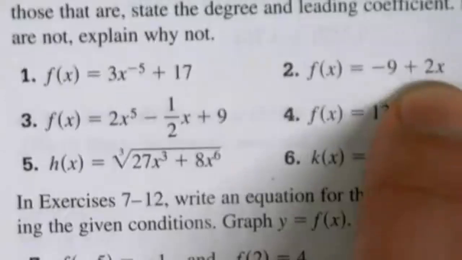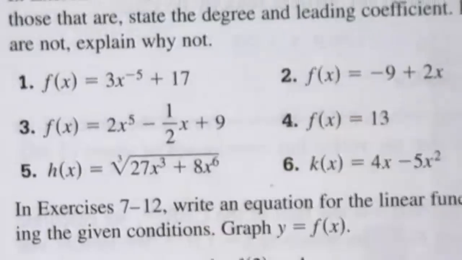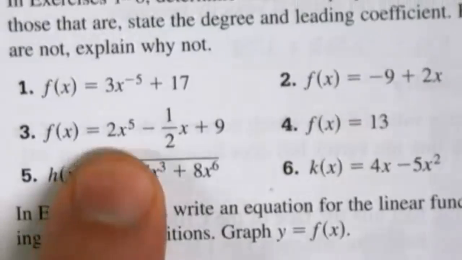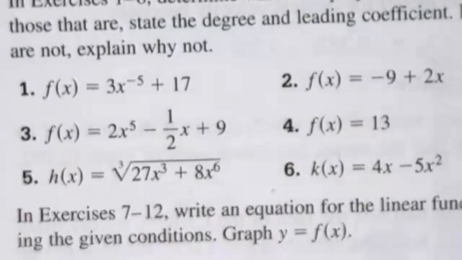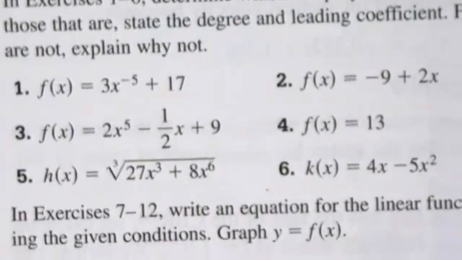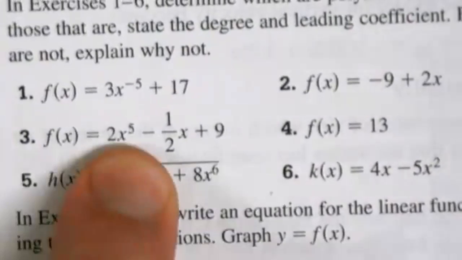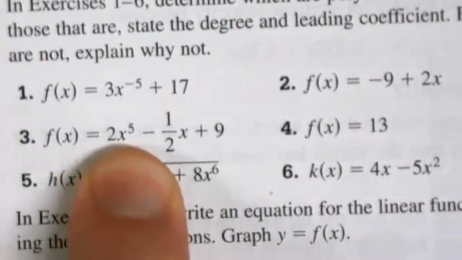Why don't we just burn through these first 6 together? What do you think? Let's do it. Number 3. Is that a polynomial? It is. Yeah, all of the exponents are integers. No negative exponents. So that is a polynomial. Degree. The degree is the highest exponent. So it's a 5th degree polynomial with a leading coefficient of 2.